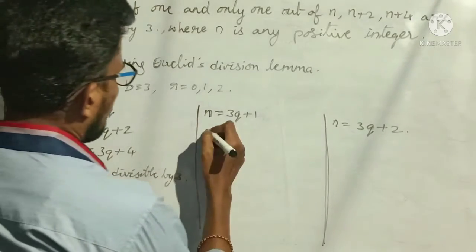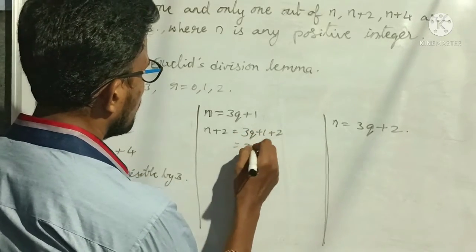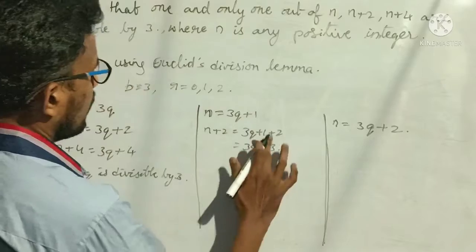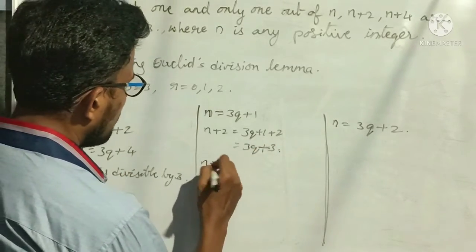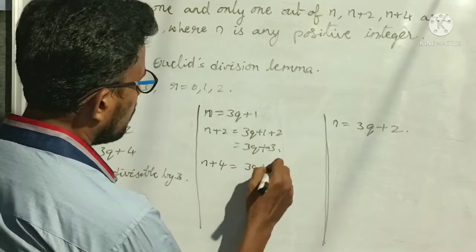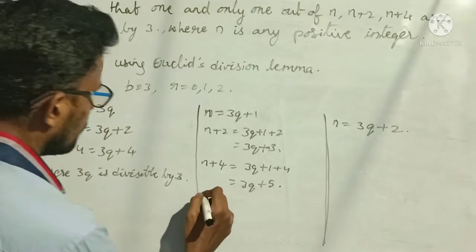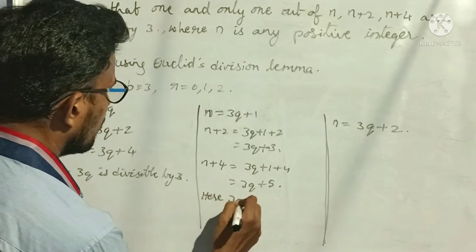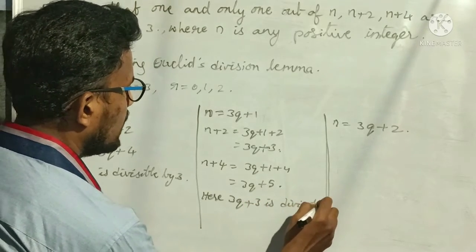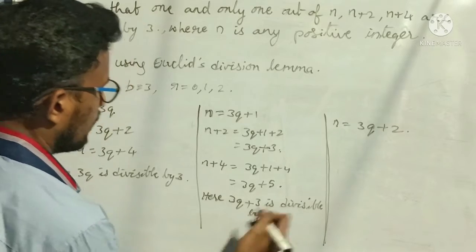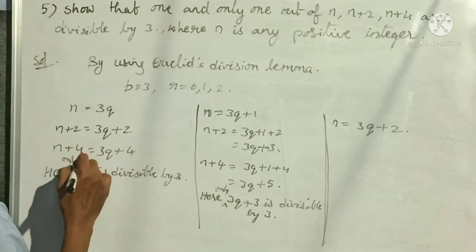Next, come here. n plus 2 is equal to 3q plus 1 plus 2, that is 3q plus 3. Yes, so here n plus 2, 3q plus 3, is divisible by 3. n plus 4 is equal to 3q plus 1 plus 4, that is 3q plus 5. So here only 3q plus 3 is divisible by 3. Here only 3q is divisible by 3.